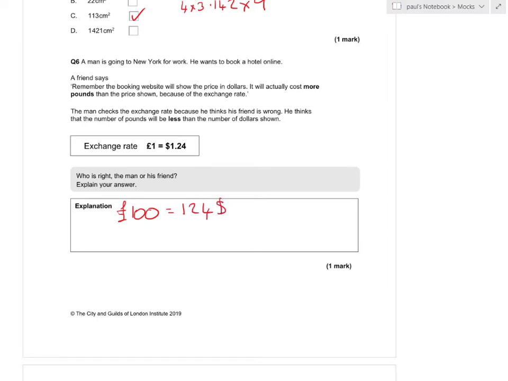No, I'll put the sign there. Dollars. Yeah. So it will actually cost more pounds than the price shown because the exchange rate is in dollars. No, so if the hotel was $124, then it would only be £100. So the man is wrong.